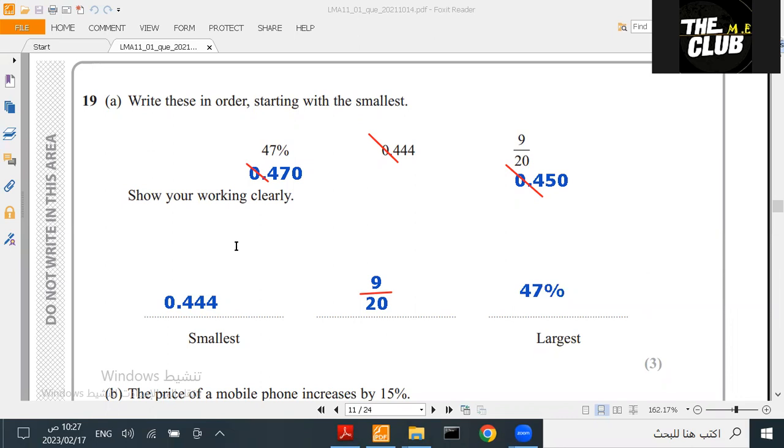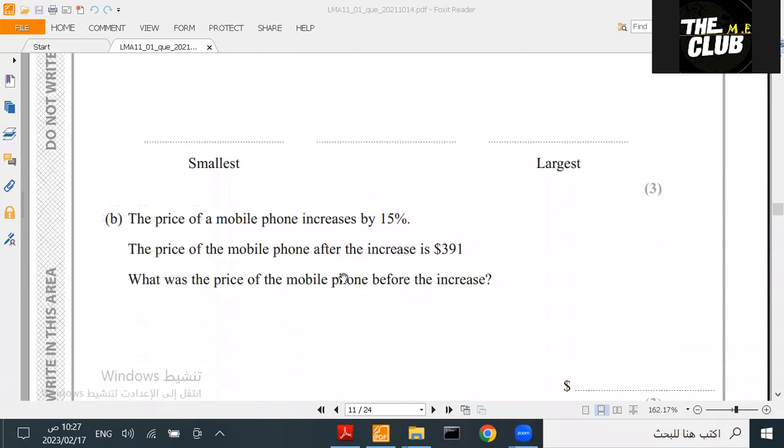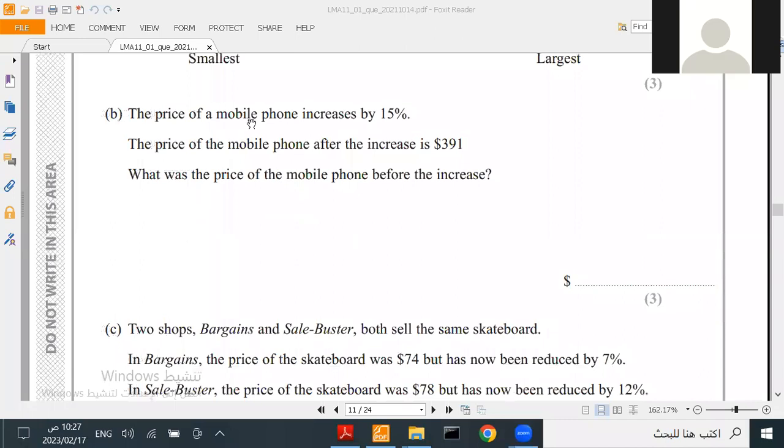And that's how we answer a question like this. Now let's move on to the next question. B. The price of a mobile phone increases by 15%. The price of the mobile phone after the increase is $391. What was the price of the mobile phone before the increase?